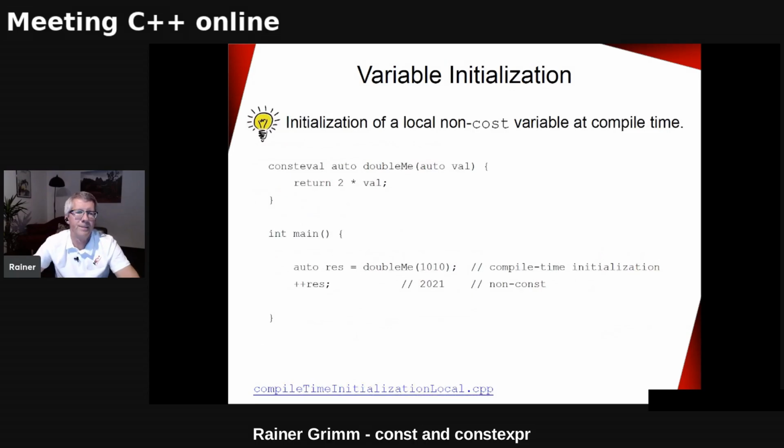And here's the trick. You declare a consteval function, and you assign the value to a variable which is not constant. And now this means this initialization happens at compile time, but afterwards you can change it. This is the rabbit hole. Okay.